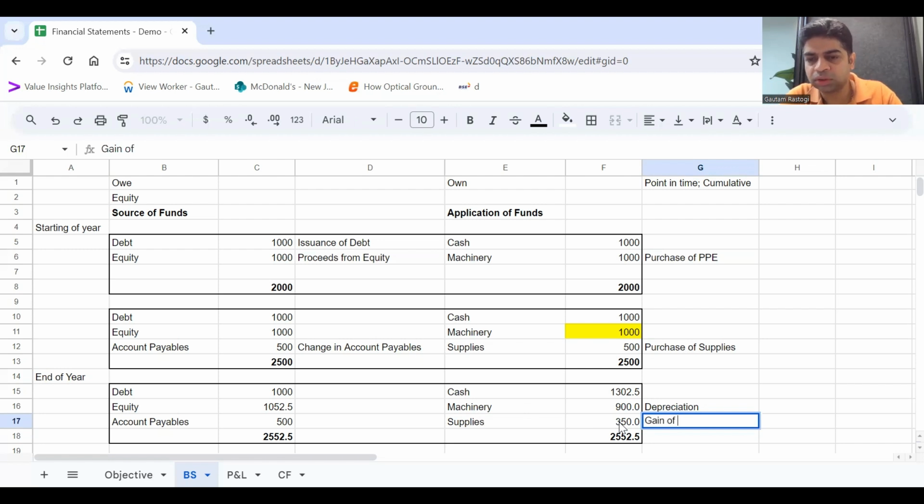Just trying to stay consistent with the language, or the headers, that you would come across in the cash flow statement. Gain from sale of supplies.